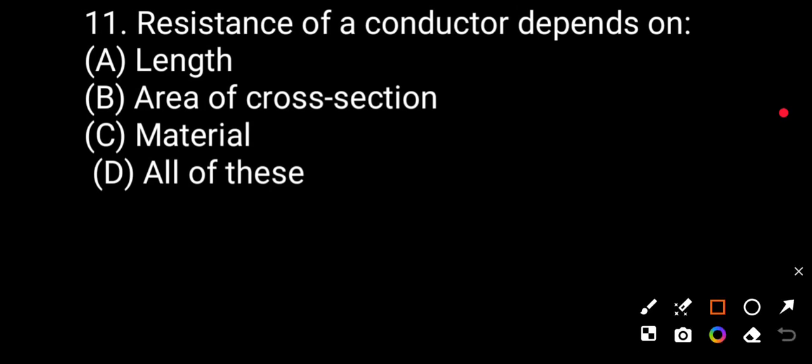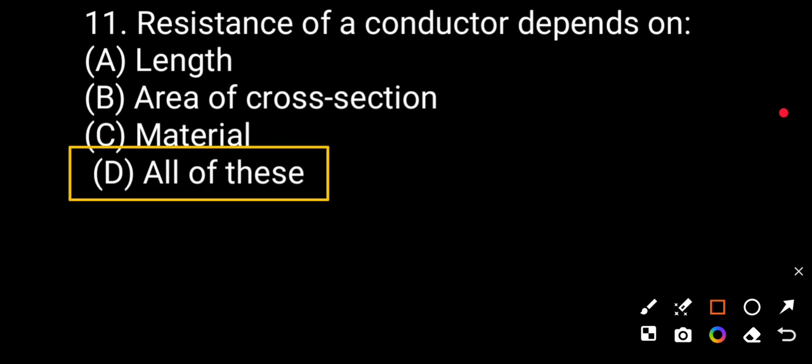Question number 11. Resistance of a conductor depends on length, area of the cross section, material, all of these. The correct answer will be all of these. It means resistance of a conductor depends on length, cross section area of the conductor and the material. So that answer will be all of these.